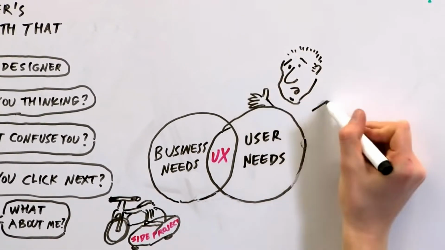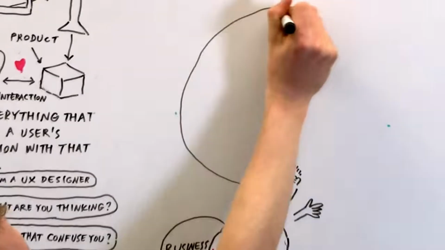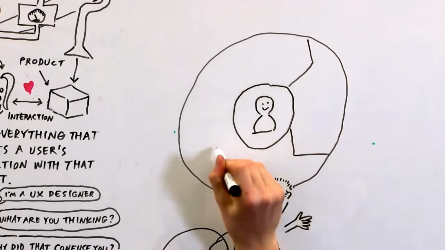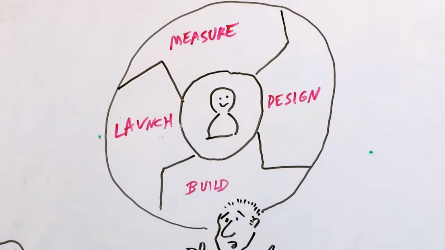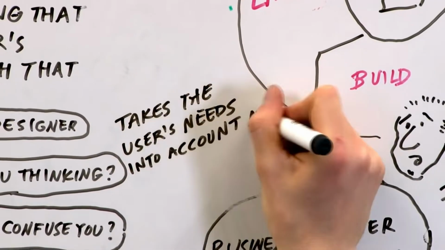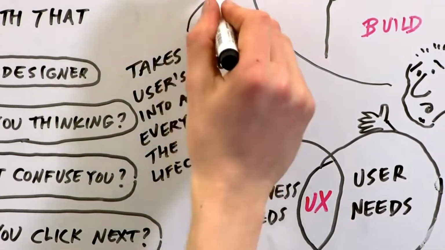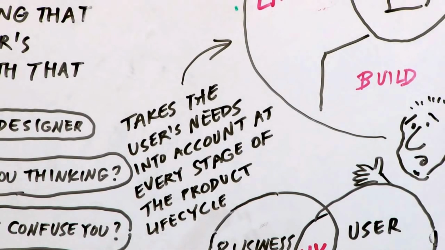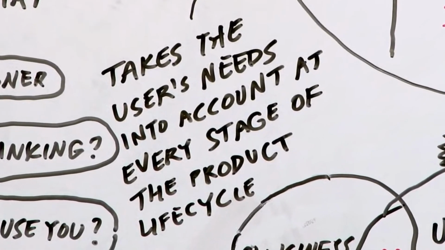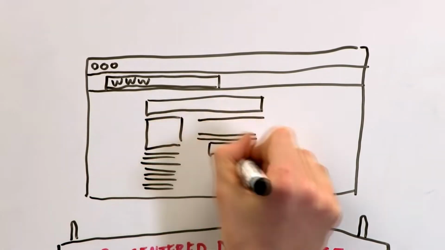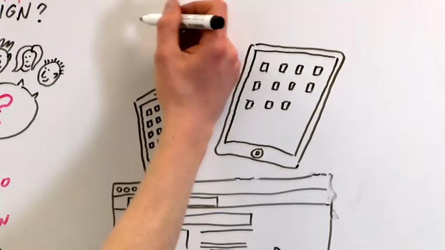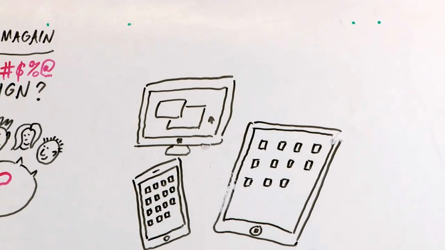So how do they do this other than by asking a lot of questions? Well, a UX designer follows what's called a user-centered design process. We use a set of tools and techniques to take the user's needs into account at every stage of the product's lifecycle. I'm going to repeat that because it's a bit of a mouthful when you hear it for the first time. A user-centered design process takes the user's needs into account at every stage of the product lifecycle. I say product because these techniques apply to web apps, mobile apps, desktop apps, or even physical products.